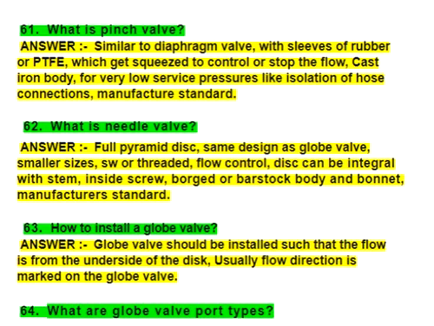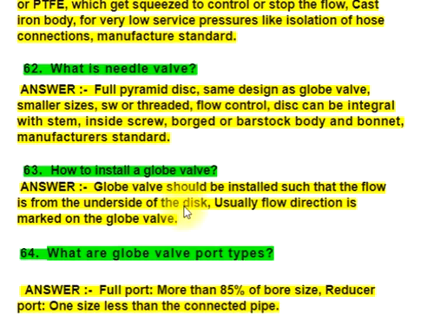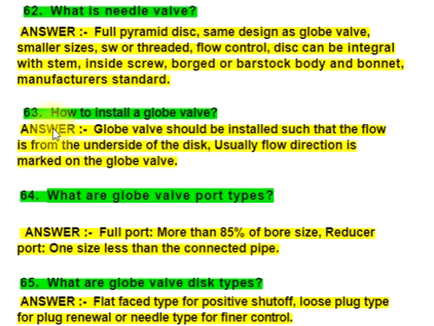62. What is needle valve? Answer: full pyramid disc, same design as globe valve, smaller sizes. SW or threaded flow control disc can be integral with stem, inside screw, forged or bar stock body and bonnet, manufacturer's standard. 63. How to install a globe valve? Answer: globe valve should be installed such that the flow is from the underside of the disc. Usually flow direction is marked on the globe valve.